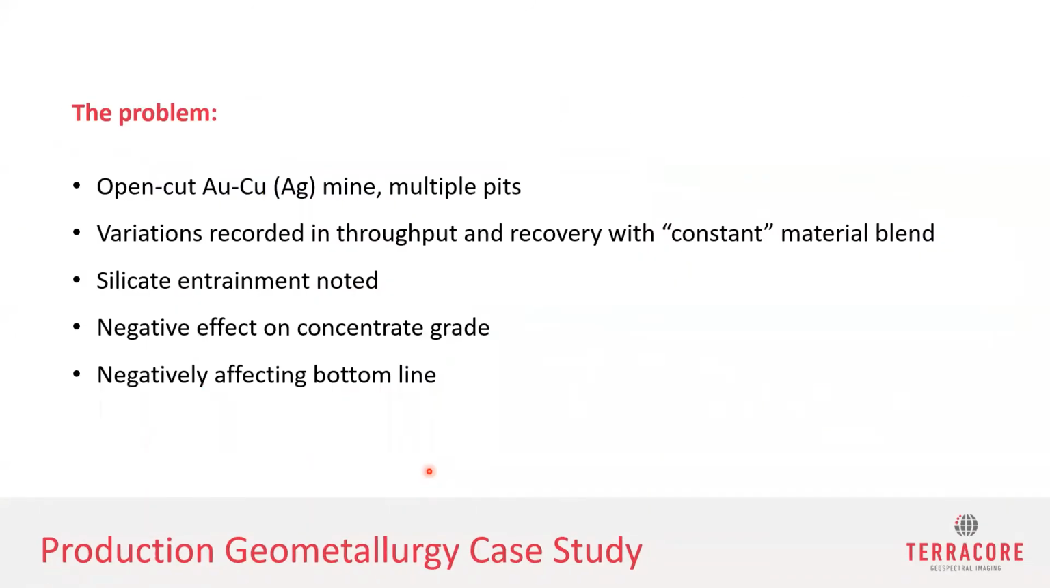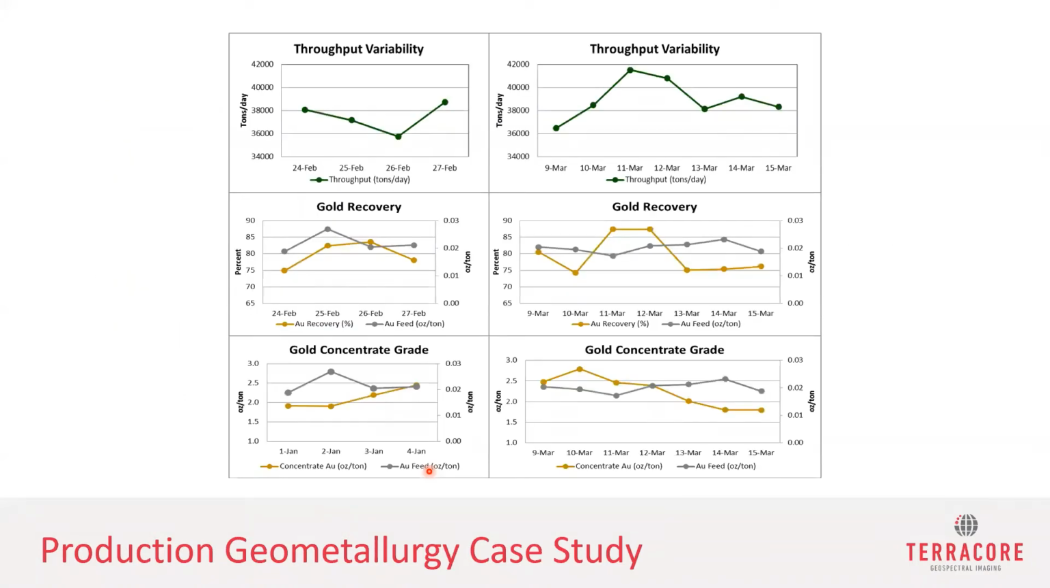Okay, moving on to the second case study. This is an open cut gold mine in Nevada. They've got multiple pits, and what they found was that on a day-to-day basis, things were just all over the map. Even though the ore geologists were telling them it was the same material, clearly the plant was telling them that it wasn't. It noted significant silicate entrainment with poor concentrate grades as a result, and their bottom line was being affected. So this is just some of the day-to-day type of variability that they were seeing.